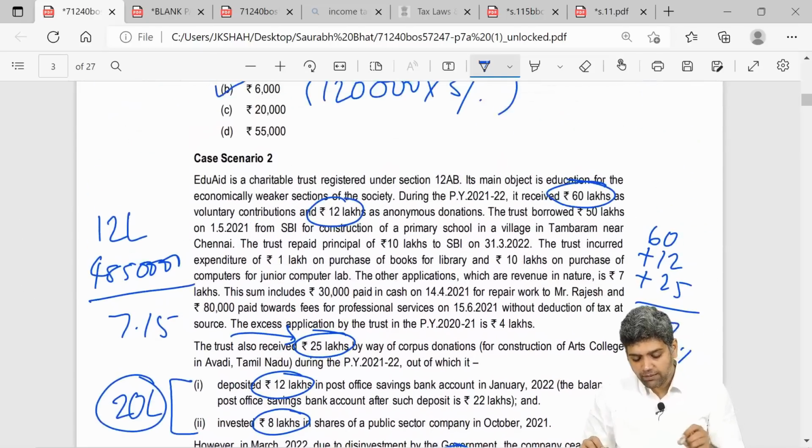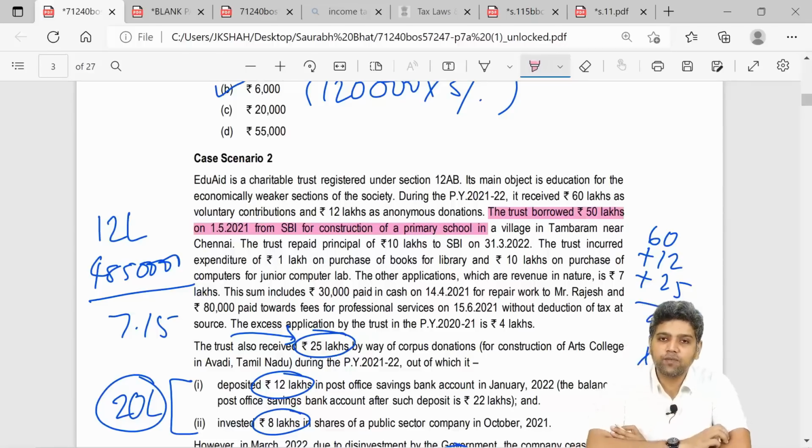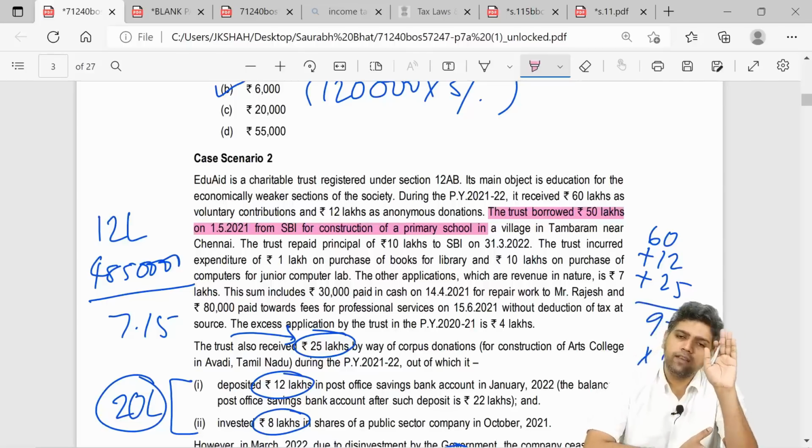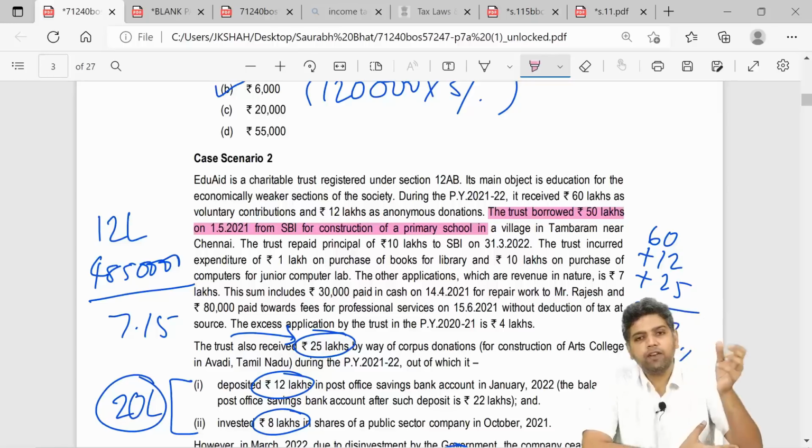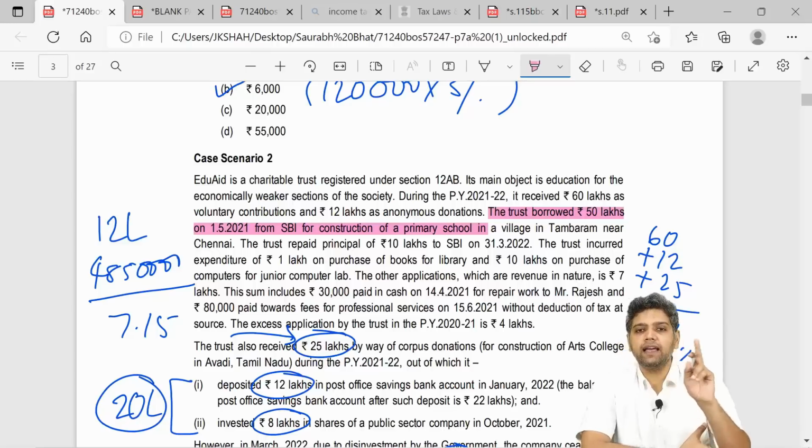But then in the preceding para, they have also told me that for the purpose of this construction of school, I had borrowed 50 lakh rupees from State Bank of India. Now there is a Karnataka High Court decision of Janmabhoomi Press Trust, where the Karnataka High Court says that if there is a repayment of the loan, then repayment of the loan is regarded as application of income. So government said fine, repayment of loan is regarded as application of income, but when you take the loan and you use it for whatever purpose, that cannot be regarded as application.